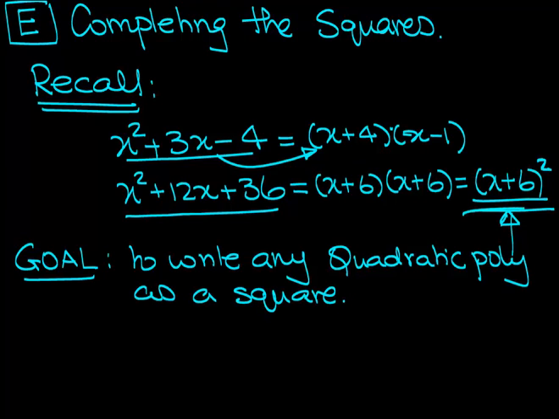And by that I mean something like this. Not every polynomial can be written that way. I just gave you 2 examples. In one case we could not. We could factor it, but we could not write it as a square. In the second case we were able to do that. So how do we go about doing that?